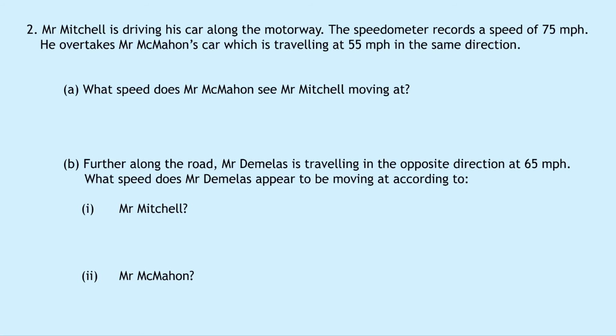Question 2 says that Mr. Mitchell is driving his car along the motorway. The speedometer records a speed of 75 miles per hour. He overtakes Mr. McMahon's car, which is travelling at 55 miles per hour in the same direction.